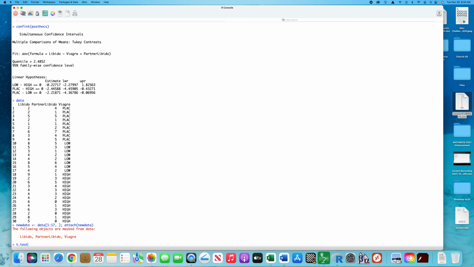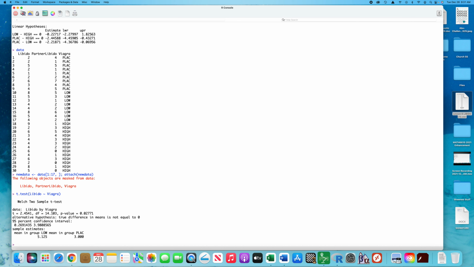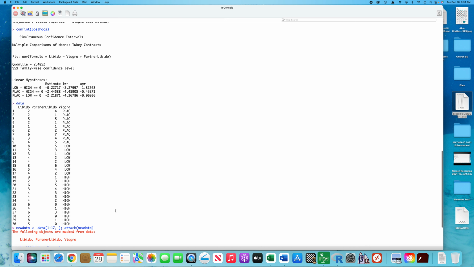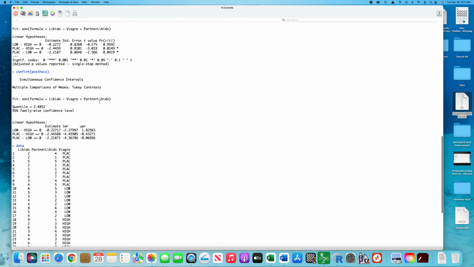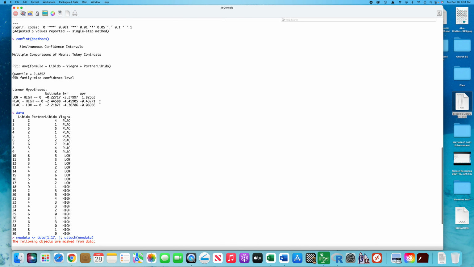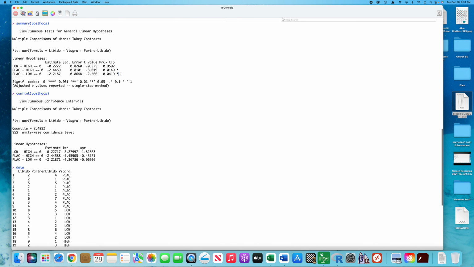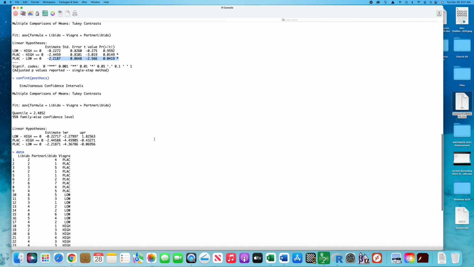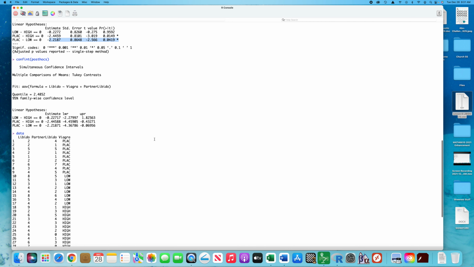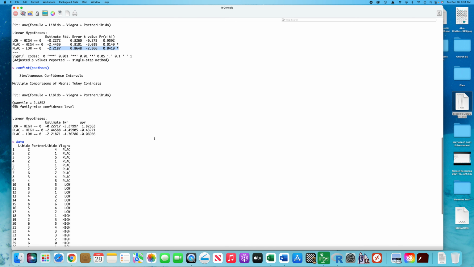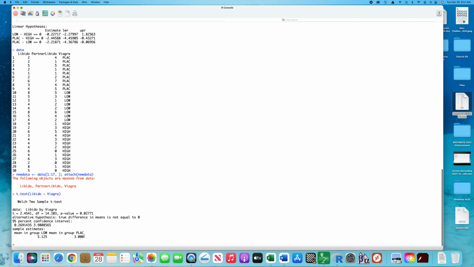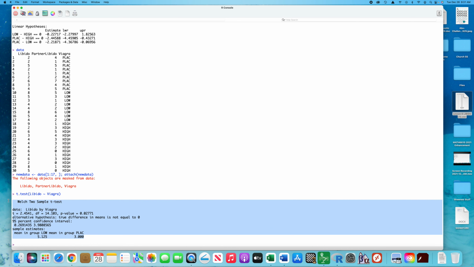Now, let's run a t-test of libido over Viagra. And you'll notice here that the p-value is 0.0271, whereas up here between placebo and low, we have 0.04. Both of those tests are comparing placebo and low, but in different situations. This is just doing a straightforward pairwise t-test.